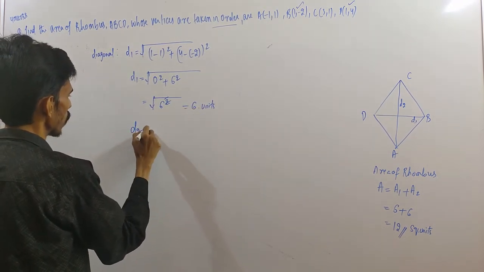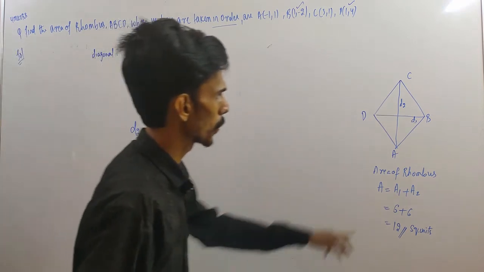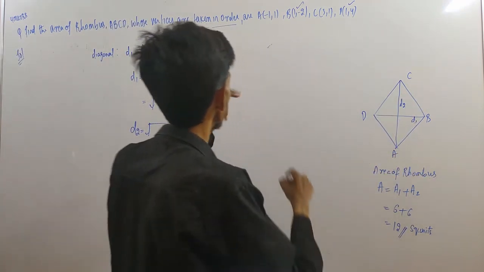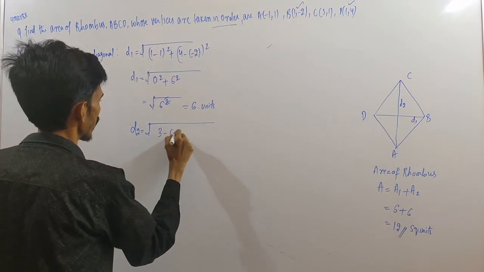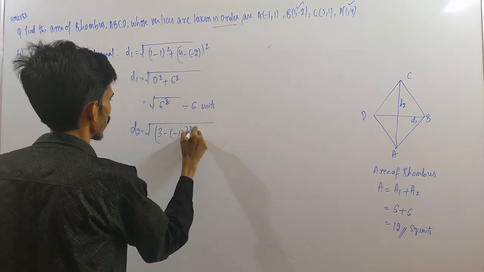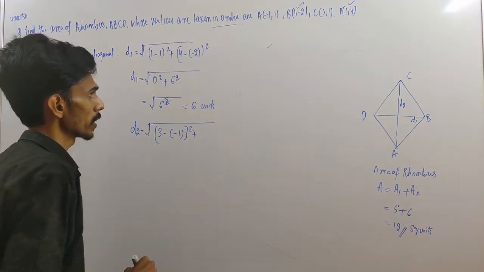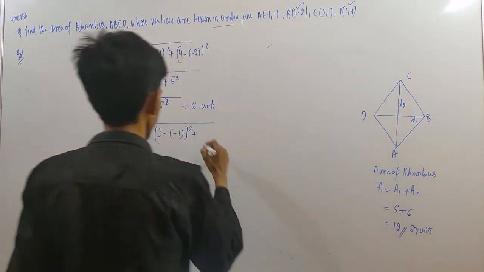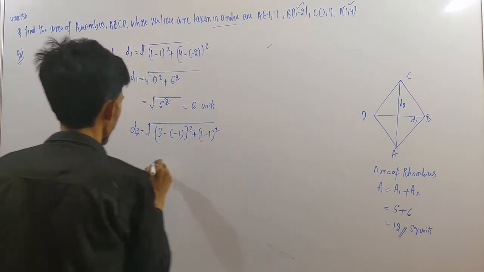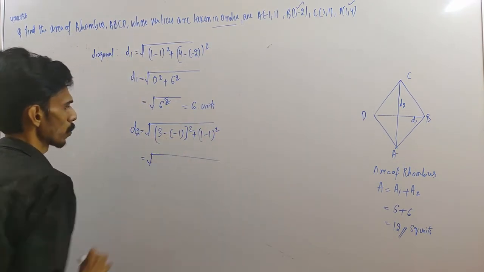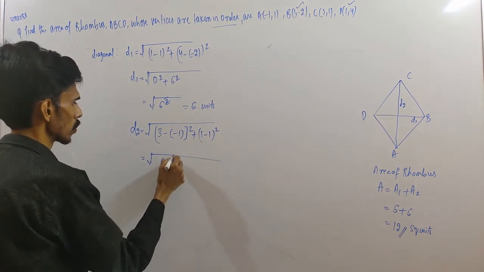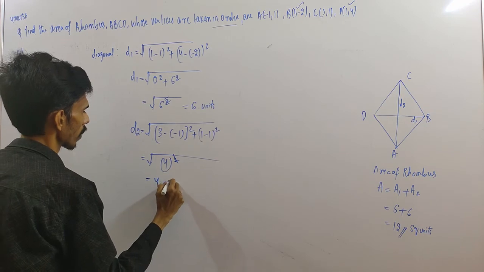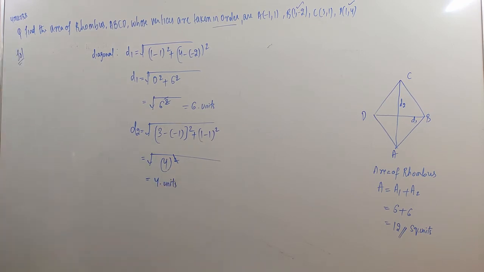Similarly, take diagonal 2. Diagonal 2 is C and A, these two. So (x2 minus x1) square plus (y2 minus y1) square: (3 plus 1) we have 4, 4 square, (1 minus 1) is 0. So we will get 4 units. We got D1 and D2.